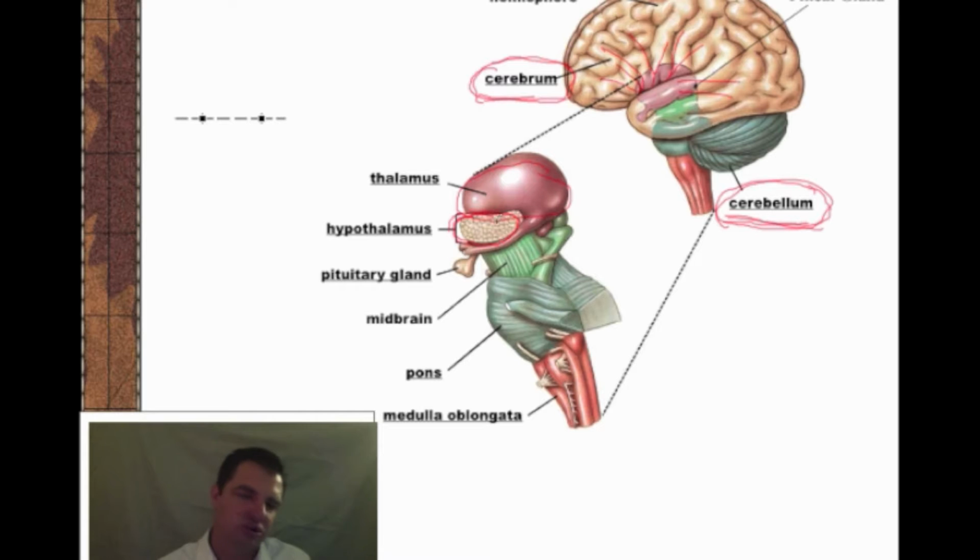The hypothalamus down here helps control hunger, thirst, and aggression, and a bunch of very primitive types of things. And a large portion of the impact that the hypothalamus has is actually on this little gland right here.